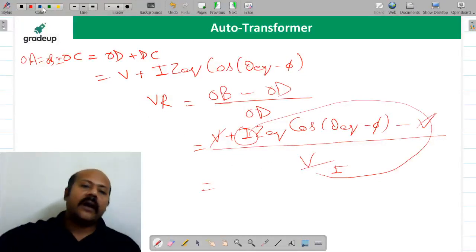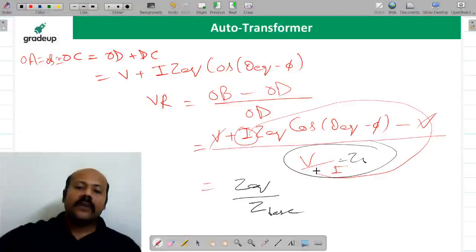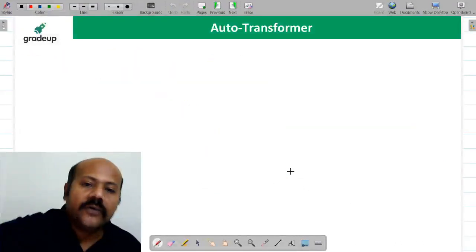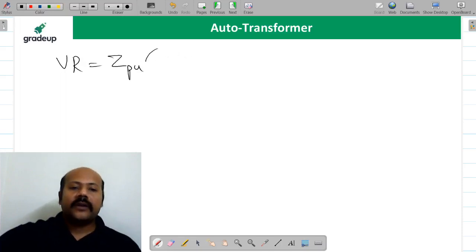This is V by I. So you will get Z equivalent divided by Z base, where Z base is nothing but V upon I, and this is going to be cos of theta equivalent minus phi. So you are going to get the voltage regulation approximate formula as Z per unit cos of theta equivalent minus phi.